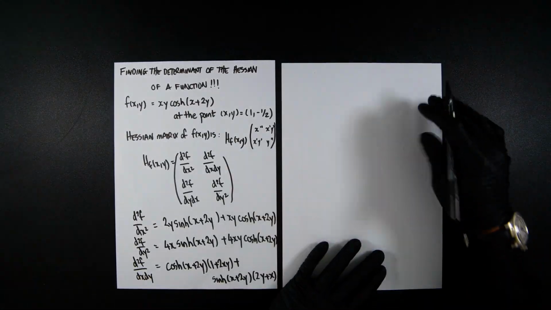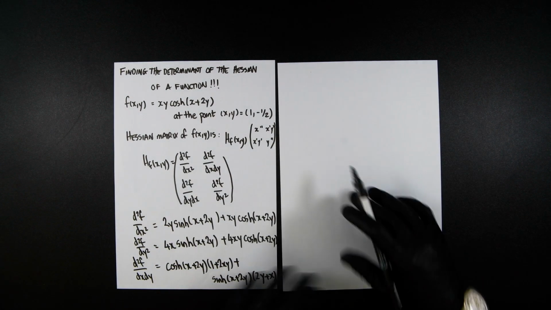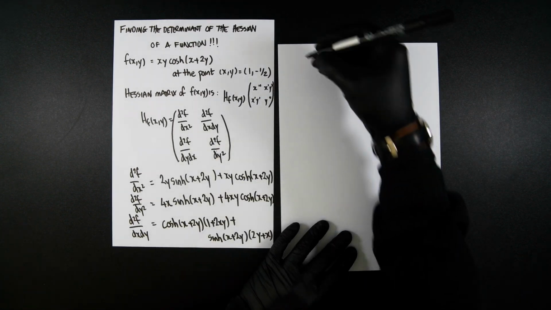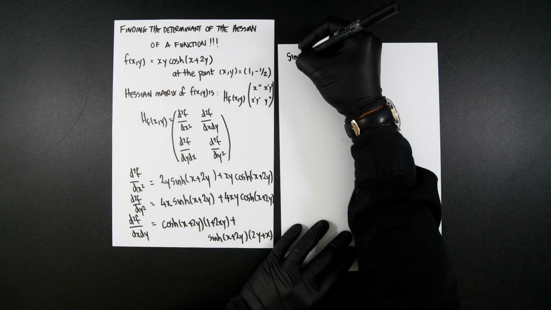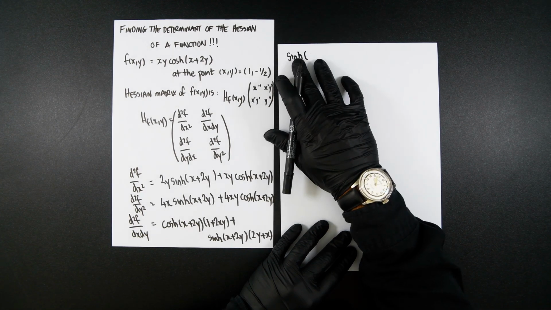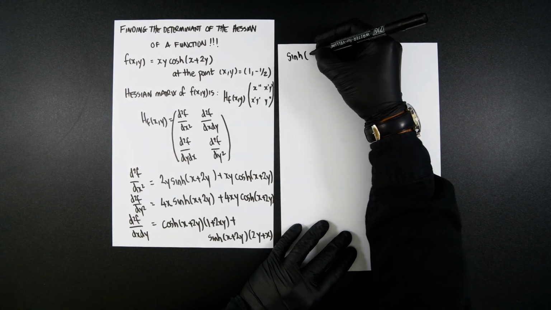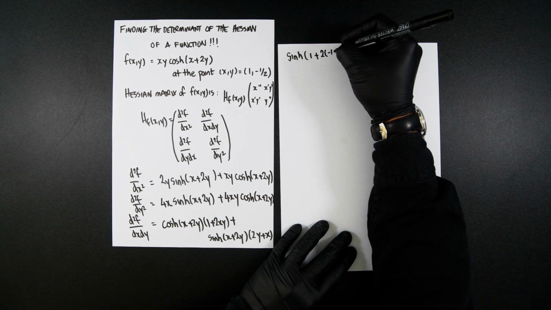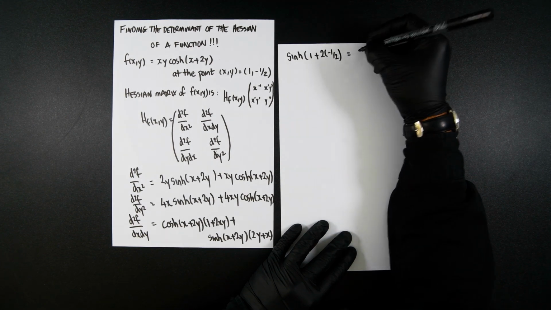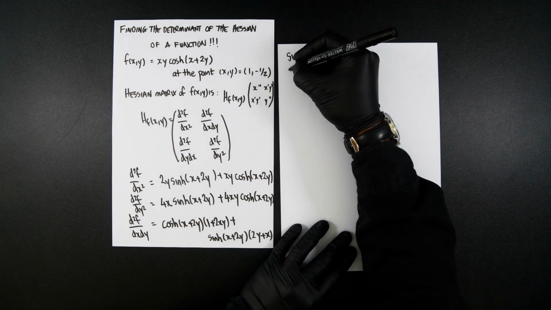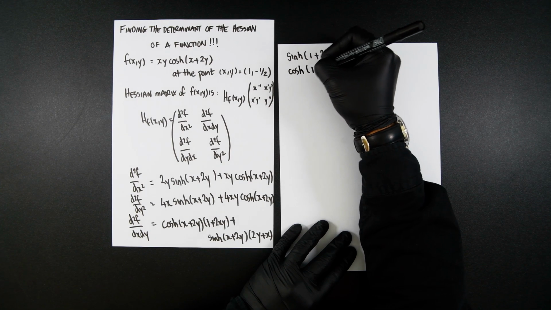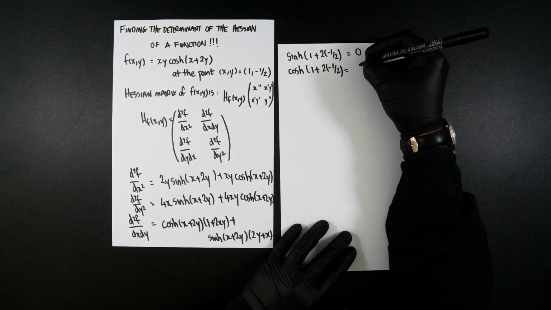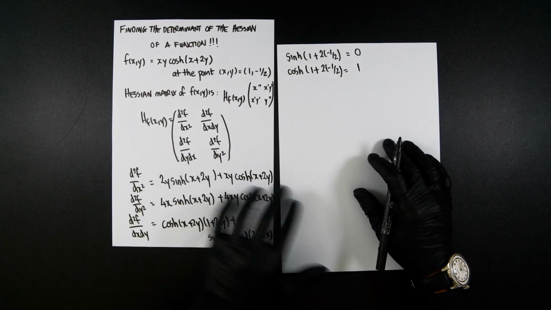Let's now start substituting in values. This looks pretty complicated and we've got a bunch of different sinh's and cosh's, so let's try and solve those first. If we take sinh and plug in the values for 1 and minus a half, you're going to get sinh of 1 plus 2 times minus a half, which is going to equal 0. Cosh of 1 plus 2 times minus a half is going to equal 1. So that certainly simplifies a lot of this.